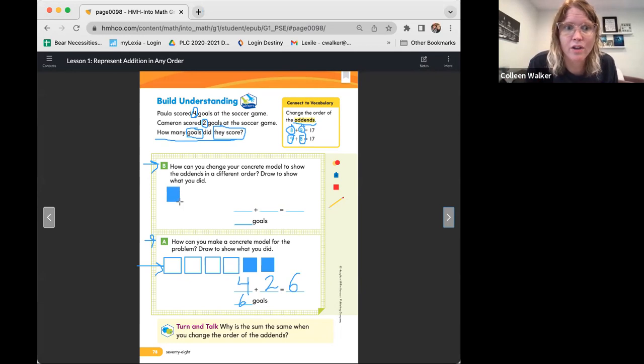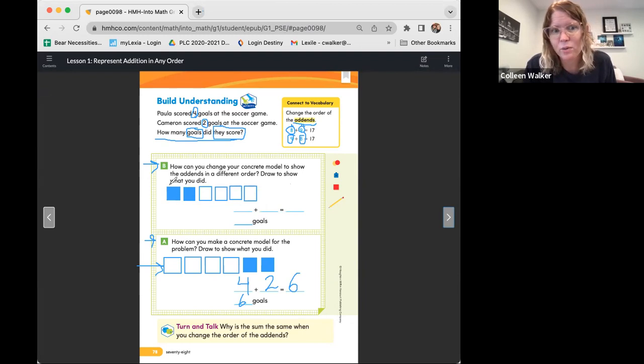So let's draw the 2 that Cameron scored. And then how many did Paula score? Correct. She scored 4. Let's draw those. 2, 3, 4. Awesome. Great job, friends. Now we need to write an equation that matches this concrete model that we just drew.